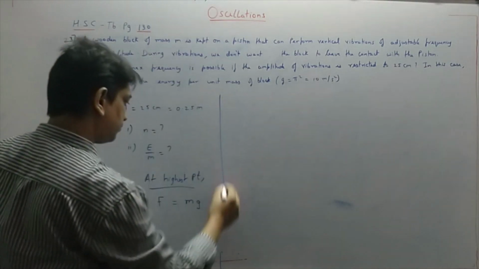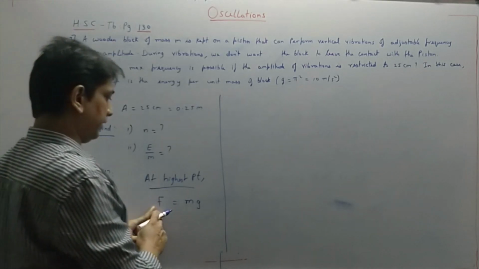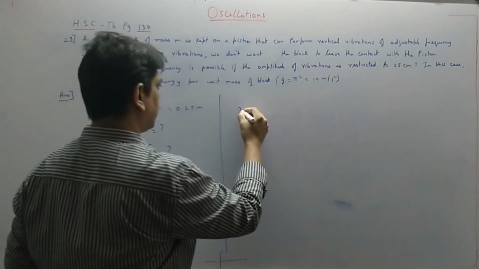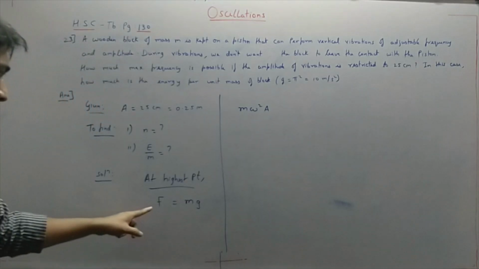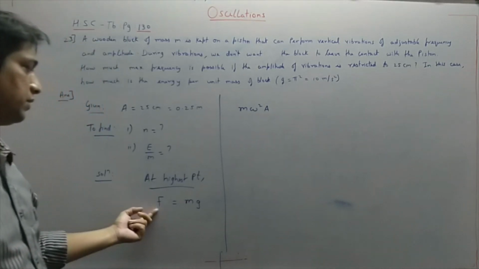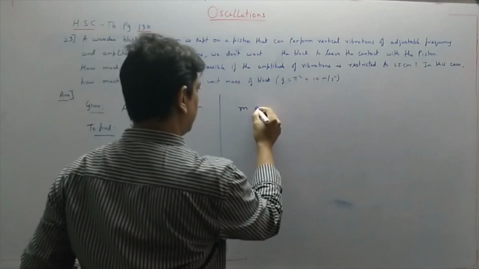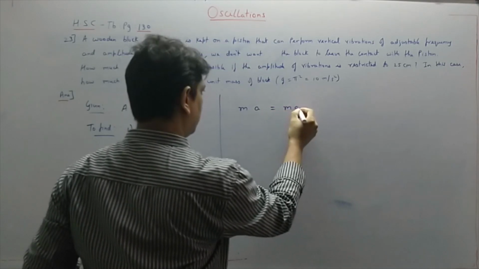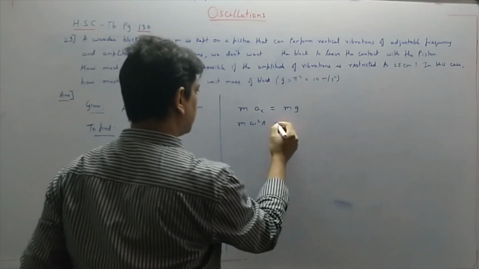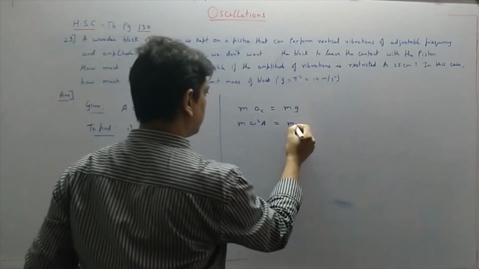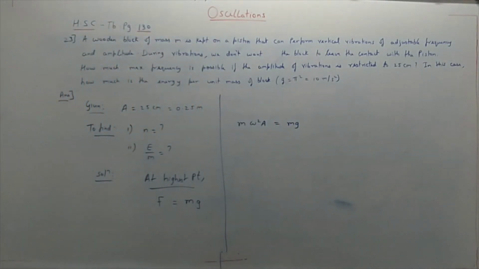F equal to mg. And what is the formula for restoring force? It is mass into acceleration, so F is m omega square A. The restoring force is maximum at the highest point, and that is F equal to ma, which is mg. Maximum acceleration is omega square A at the highest point, and that is equal to the weight of the block. So m omega square A equal to mg.